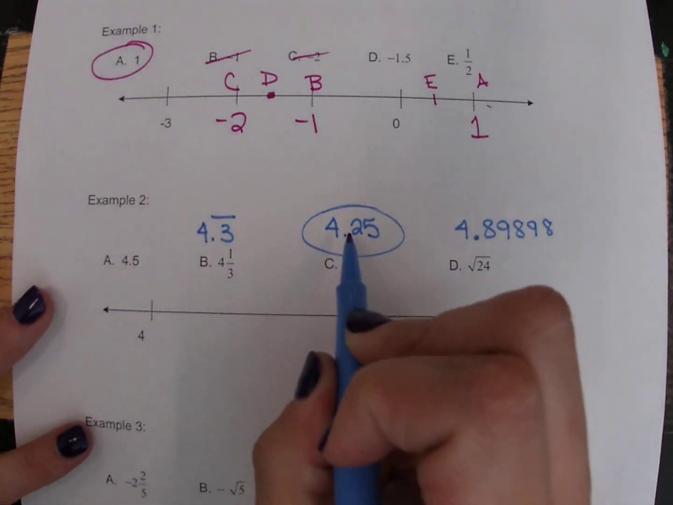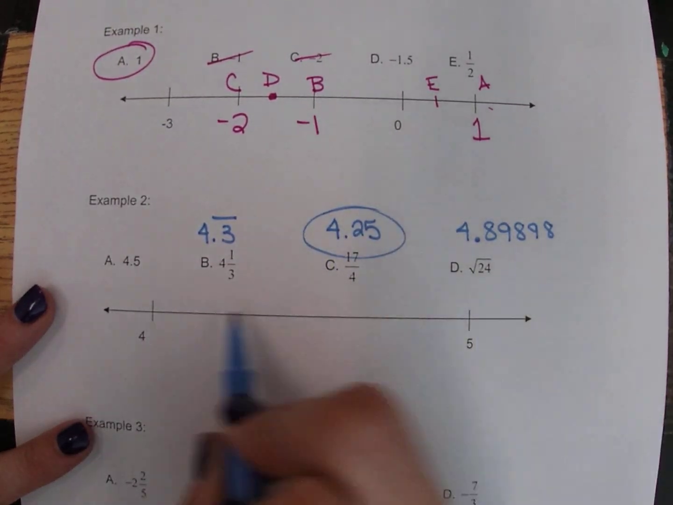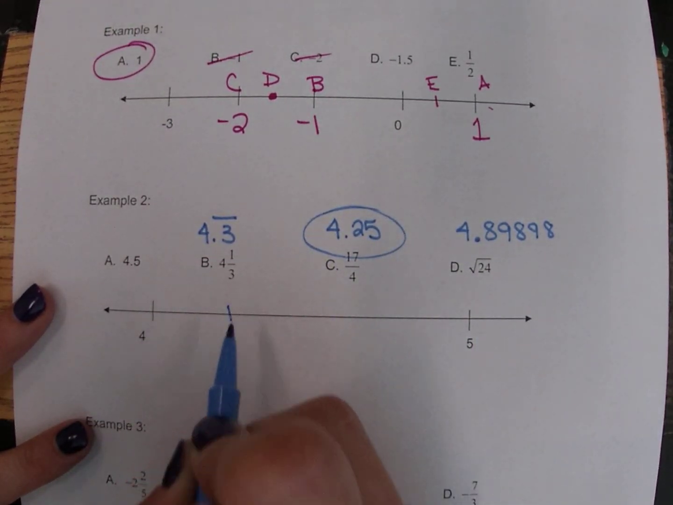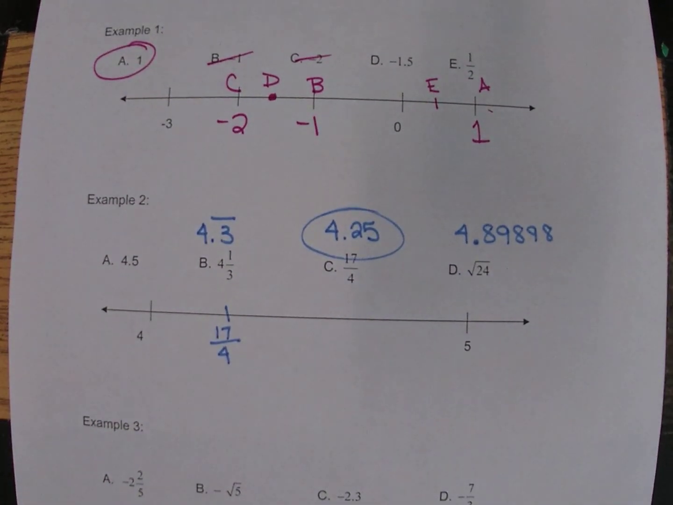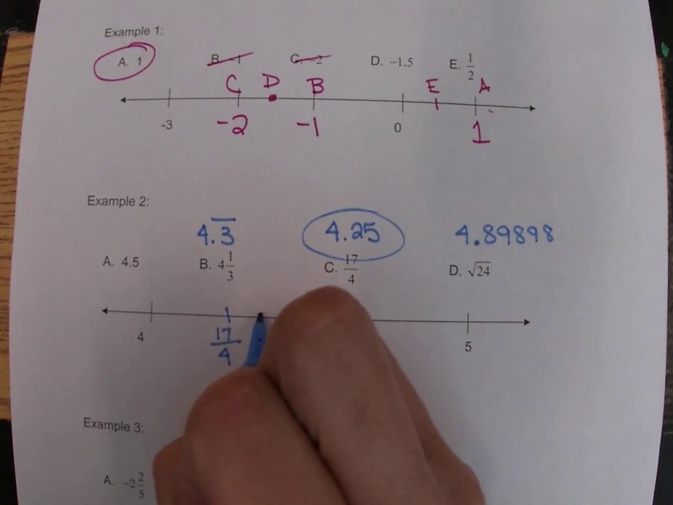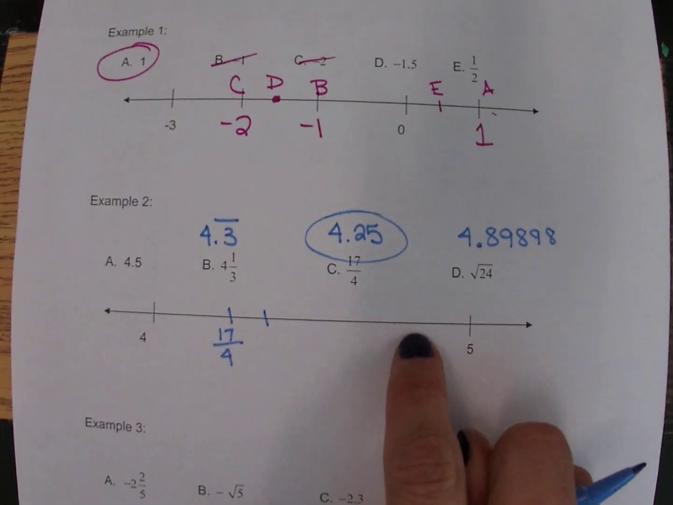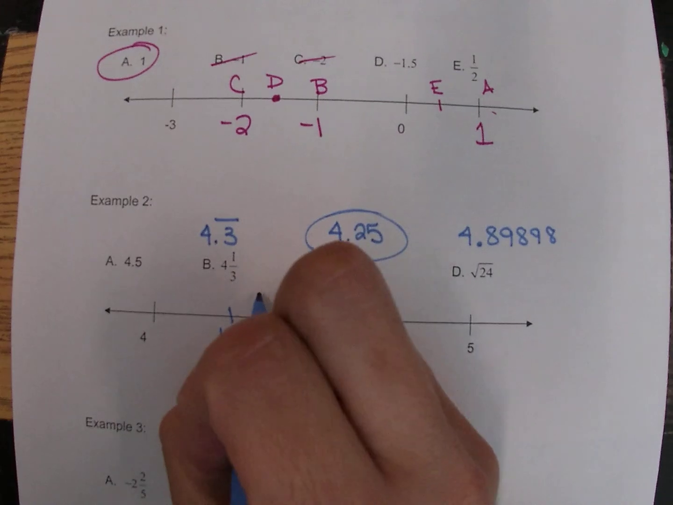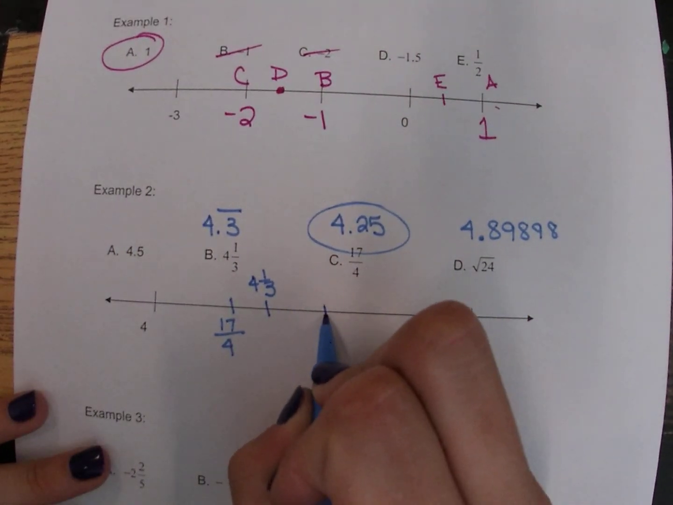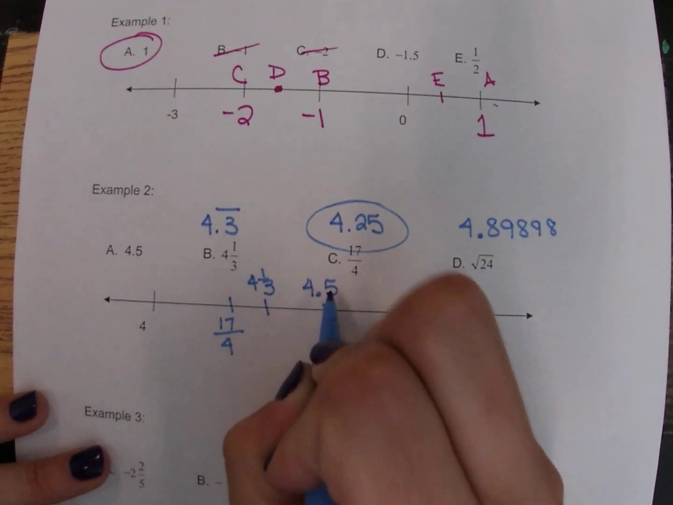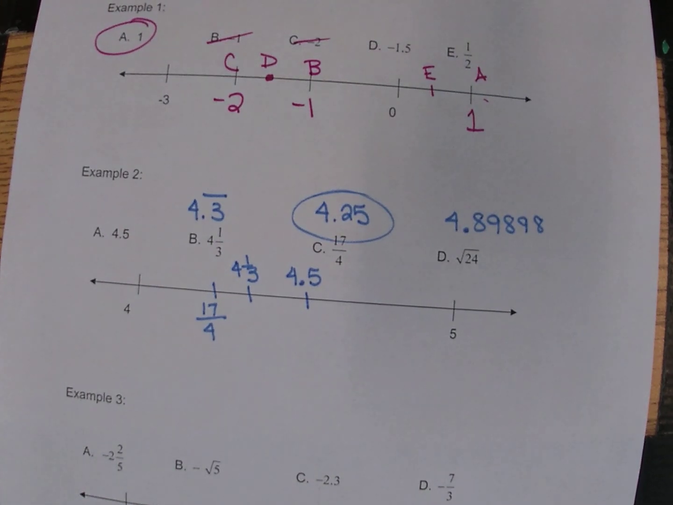So 4.25, that's a quarter of the way. So we want to be about a quarter of the way across. So here's our 17/4. Now 4.3 repeating is just a little bit larger. So don't put your 4.3 repeating all the way over here, right? It's just a little bit larger. So here's our 4 1/3. Our 4.5 is going to be about halfway. Okay, and if you're like, oh man, I don't know that 0.5 is halfway, that's 4.5. So if you need to change it into a fraction to think about that as being half.